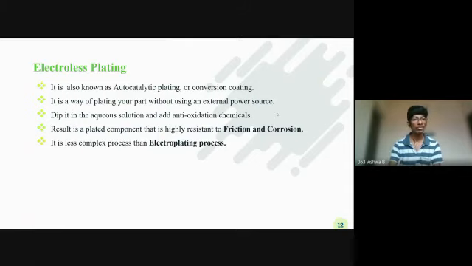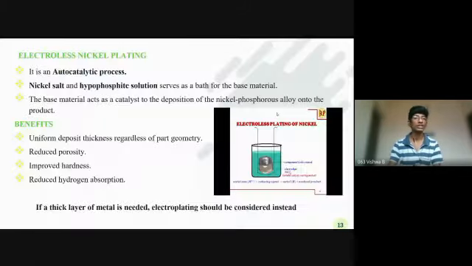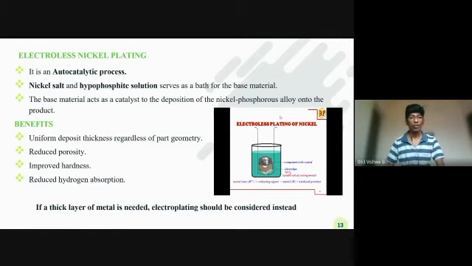In that, we're going to see about electroless nickel plating. The aqueous solution is a nickel salt and a hypophosphite solution, which serves the base material. The base material acts as a catalyst for the deposition of the nickel phosphate alloy onto the product. When we introduce the nickel part into this, it gets electroless nickel plated. So it is a very easy process, very simple and elegant in its method.